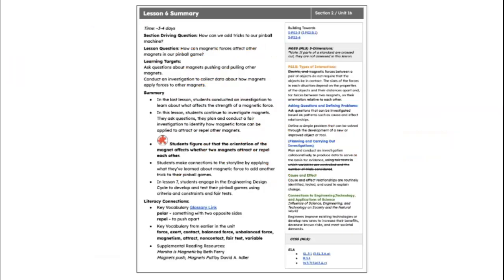There are several opportunities for ELA cross-curricular connections throughout the lesson. You can look for specific standard connections in the Unit 16 Teacher Guide. This lesson will take approximately 3 to 4 days to complete.